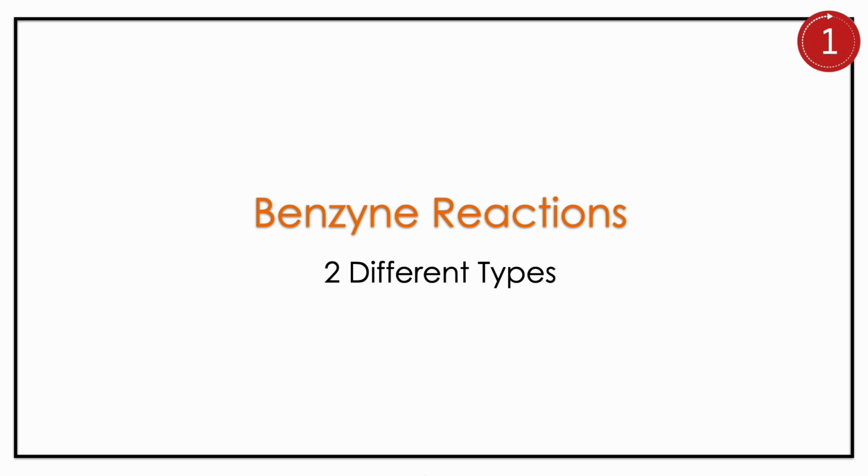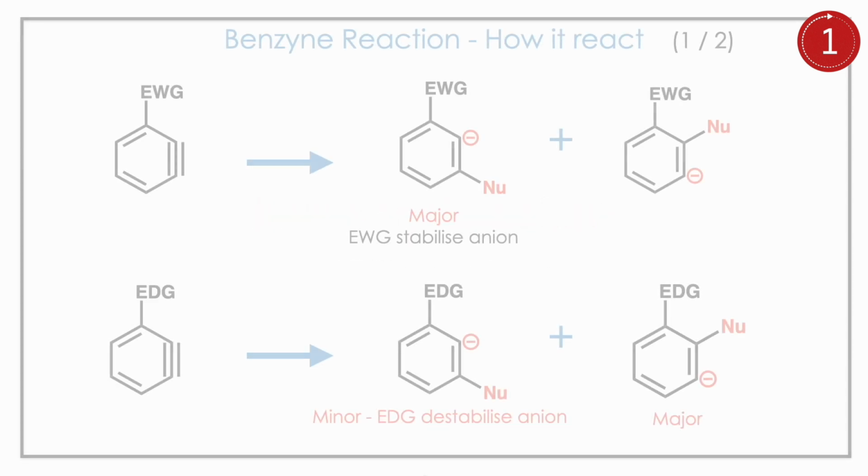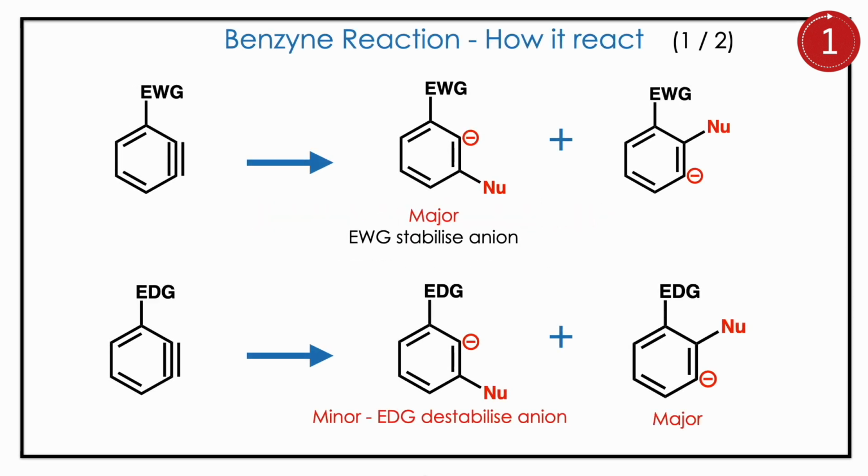Now let us see benzene reactions. Basically, 2 different types. Let us see the first set of reactions. The first type is nucleophilic attack on the benzene. The nucleophile can attack anywhere, but the intermediate has to be stabilized. In the case of an electron withdrawing group, the nucleophile attacks the 3rd position. In the case of an electron donating group, the anion and the electron donating group repel each other, so the attack will happen on the 2nd position. Basically, regioselectivity between 2 positions. Electron withdrawing means 3rd position attack, electron donating means 2nd position attack.